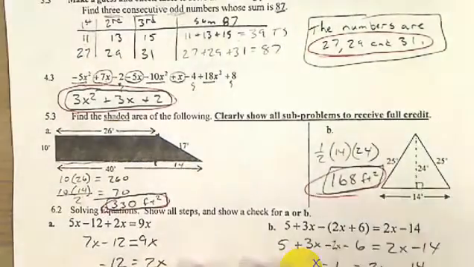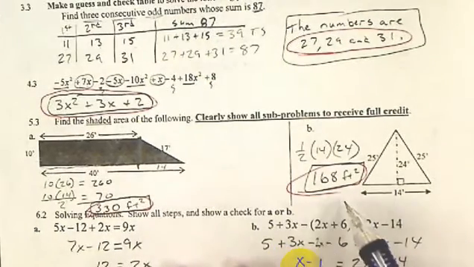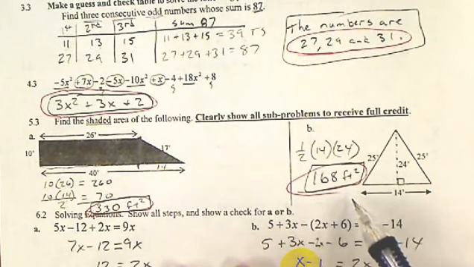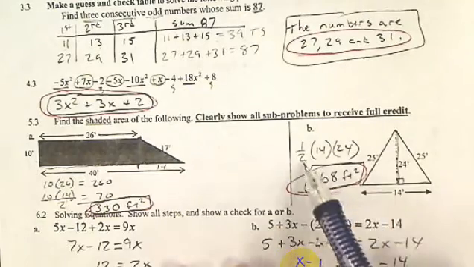You've got to put those in your head or you don't even have a chance on this problem. This one is just, do you know that the area of a triangle is base times height divided by 2? Base times height divided by 2.